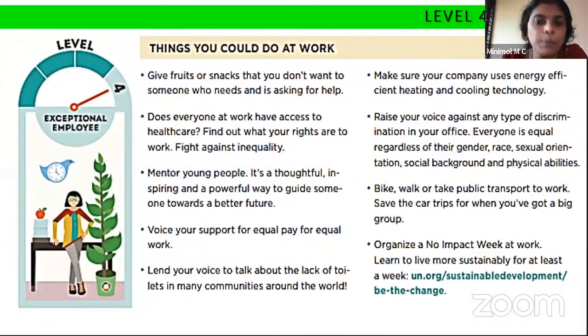Voice your support for equal pay for equal work. Lend your voice to talk about the lack of toilets in many communities around the world. Make sure that your company uses energy efficient heating and cooling technology. Raise your voice against any type of discrimination in the workplace. And tell everyone that everybody is equal, regardless of their gender, race, sexual orientation, social background, and physical abilities.